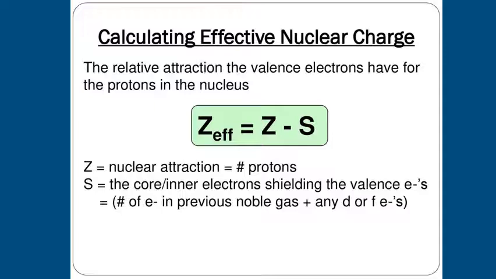So those are the electrons that are in an energy shell below the electron that we are looking at. They are the electrons that are standing between the nucleus and our electron of interest. So therefore, in order to find our effective nuclear charge, we will take the number of protons and subtract out those shielding electrons.